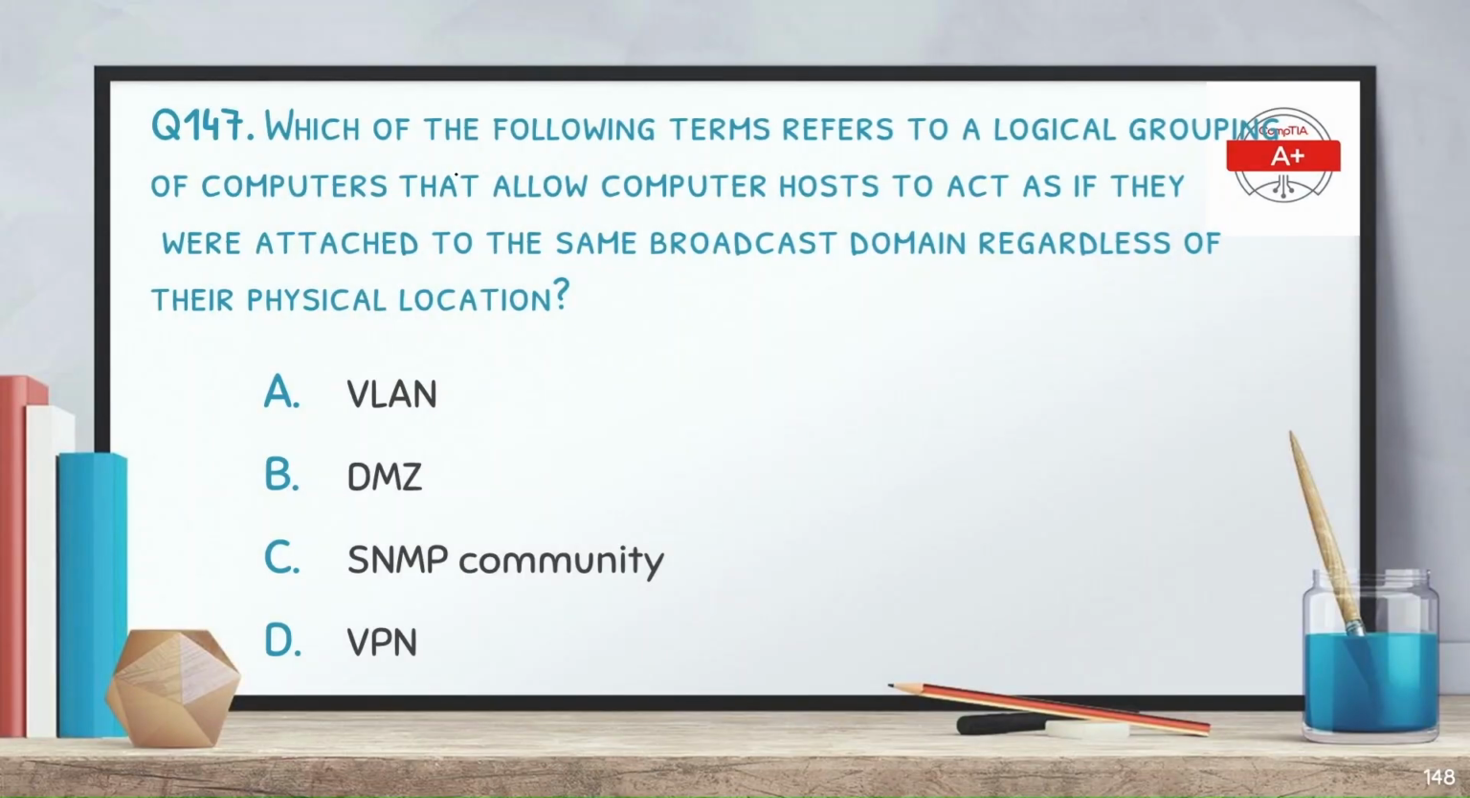Question number 147 is that which of the following terms refers to a logical grouping of computers that allow computer hosts to act as if they were attached to the same broadcast domain regardless of their physical location? And the options are A, VLAN, B, DMZ, C, SNMP community, and D, VPN. And the correct option is VLAN or virtual local area network.